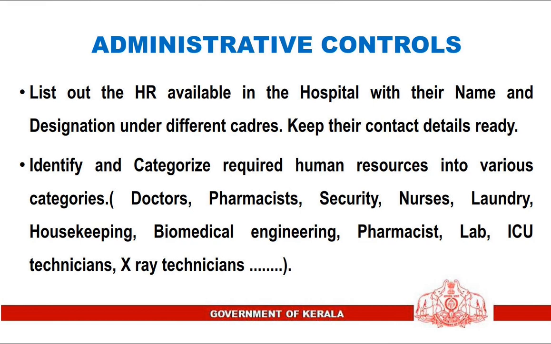Administrative controls. List out the human resources available in the hospital with their names and designations under different categories. Keep their contact details ready. Identify and categorize required human resources into various categories: doctors, nurses, pharmacists, biomedical engineering, lab, ICU technicians, X-ray technicians, security, laundry, housekeeping, etc.